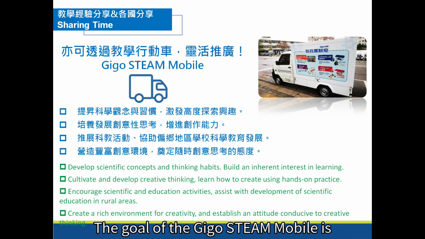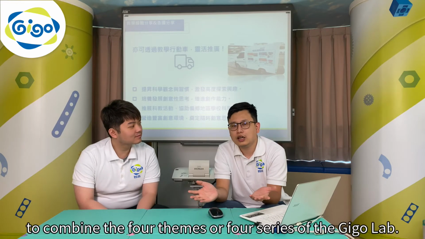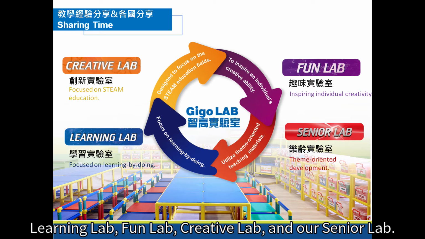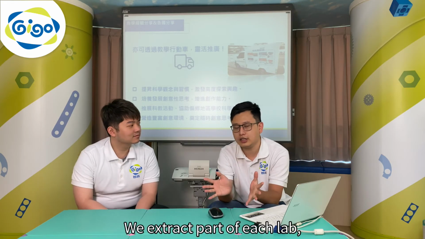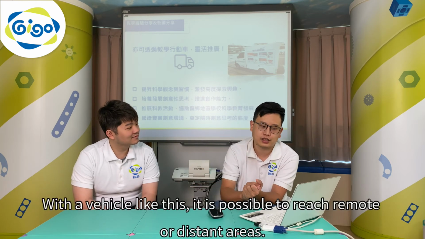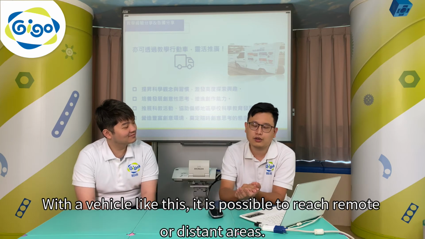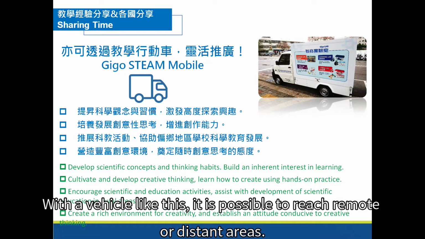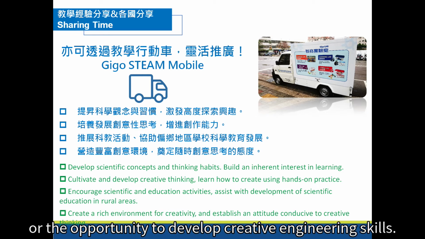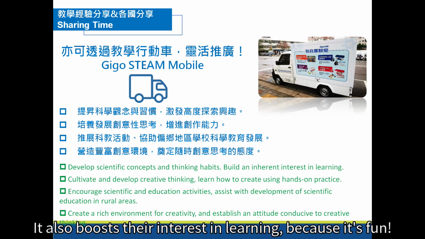The goal of the Giggle STEAM mobile is to combine the 4 themes of 4 series of the Giggle Lab: Learning Lab, Fun Lab, Creative Lab, and our Senior Lab. We extract part of each lab and put it in the STEAM mobile. With a vehicle like this, it is possible to reach remote or distant areas. Some of the children in these places have not had exposure to STEAM or the opportunity to develop creative engineering skills. It also boosts their interest in learning because it's fun.